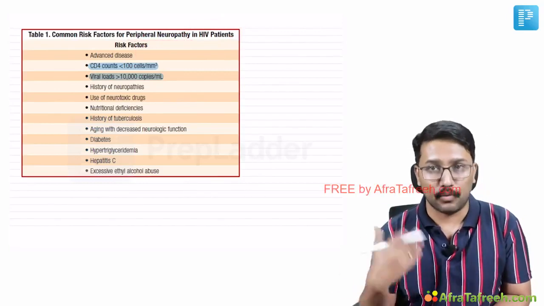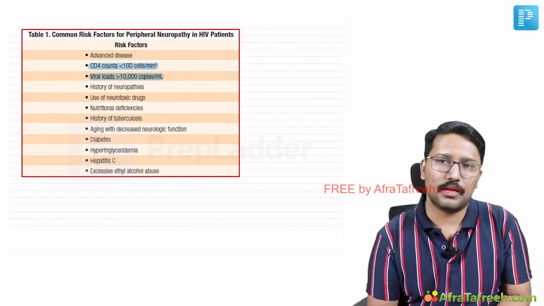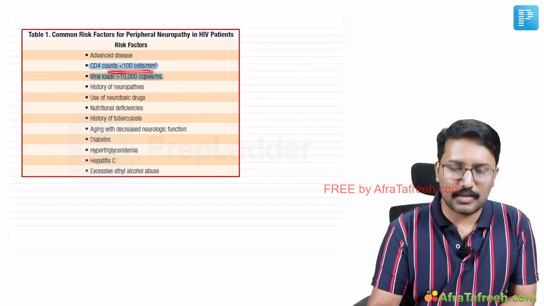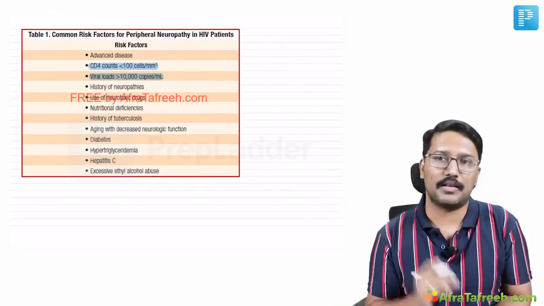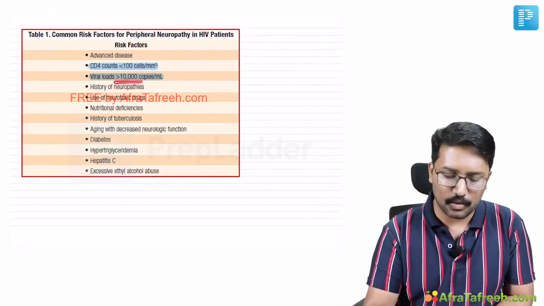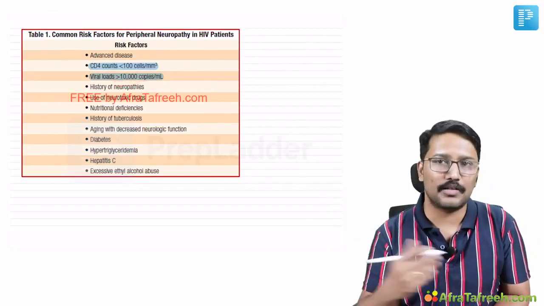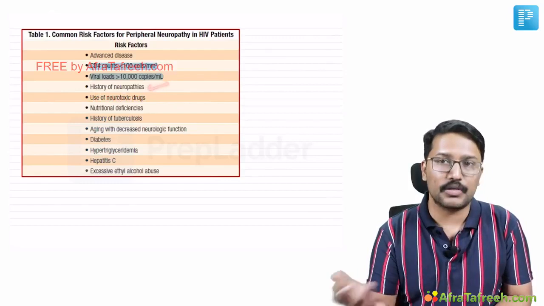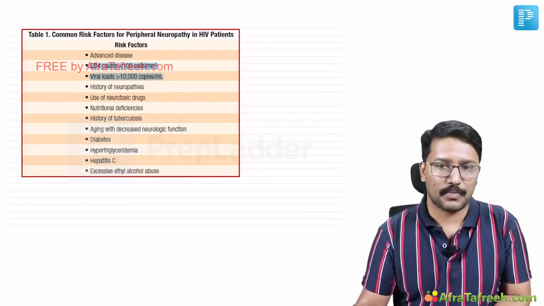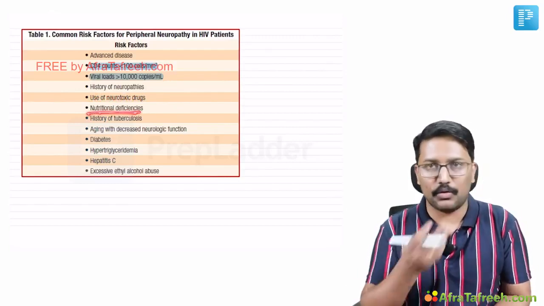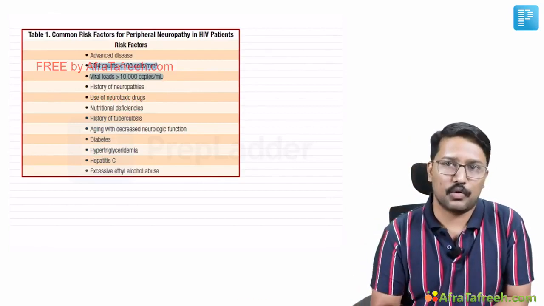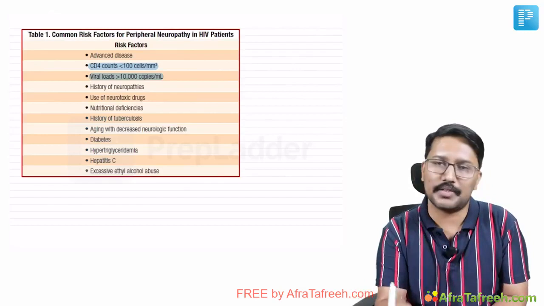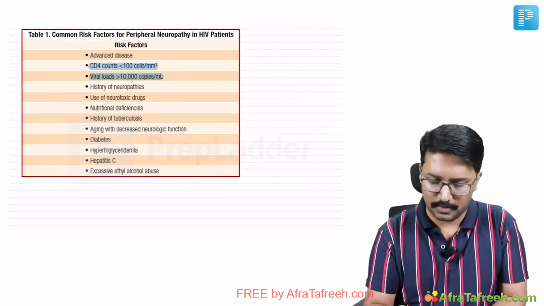The more advanced the disease, the more long-standing the disease, the higher the viral load, they are all definitely risk factors, right? Apart from that, a patient's CD4 count less than 100 carries a staggeringly high risk of peripheral neuropathy. Viral load more than 10,000 copies per ml, high risk of peripheral neuropathy. Having a history of neuropathies in the past and using neurotoxic drugs are risk factors, right? Nutritional deficiency, we all know, particularly the B complex group of vitamins and their role with respect to nerve function. So if they have nutritional deficiency, their risk of developing neuropathy is high, right?